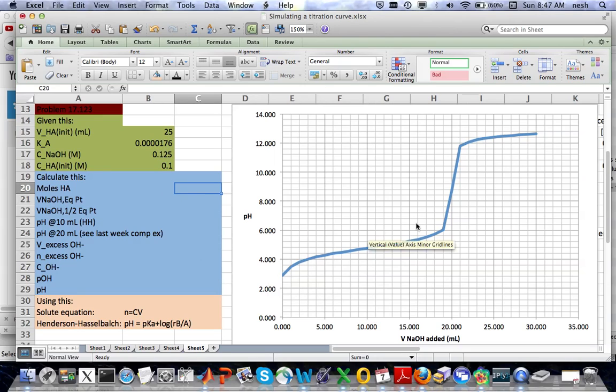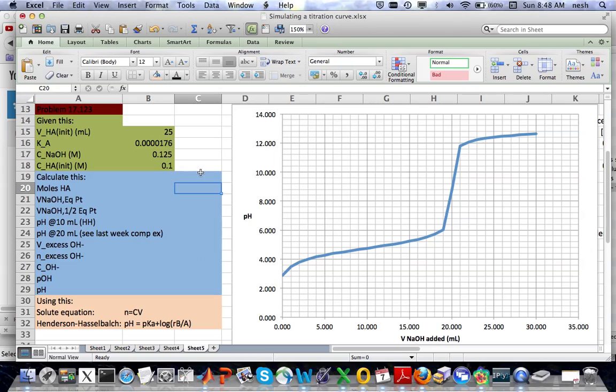Problem 17.123 is a titration problem. I've already graphed the answer over a broad range of volumes of sodium hydroxide added, but we're supposed to calculate the pH at various points: one at 10 mL, another at 20 mL, and a third at 30 mL.